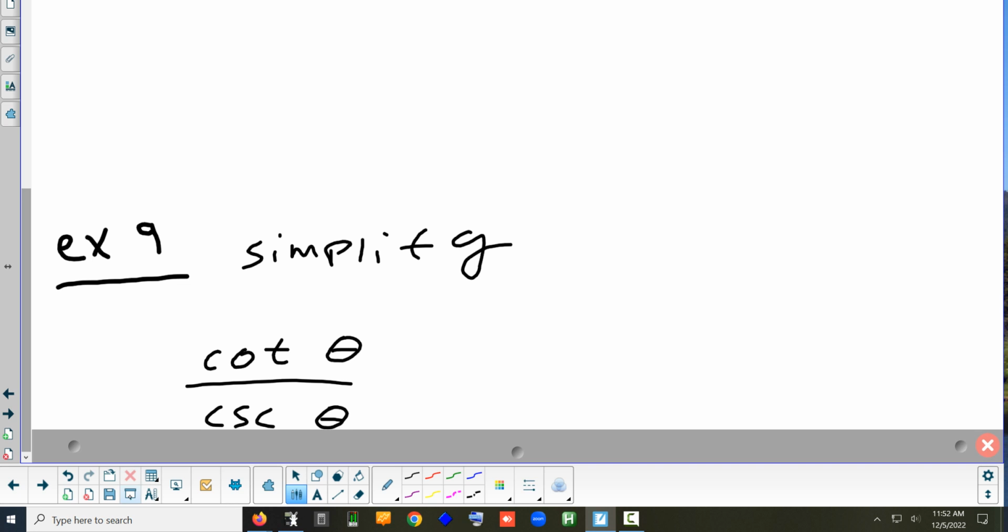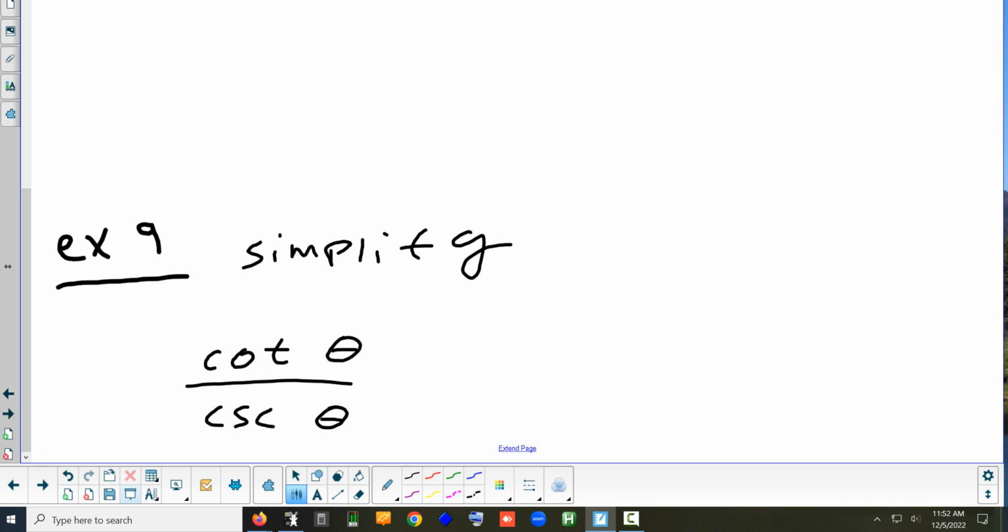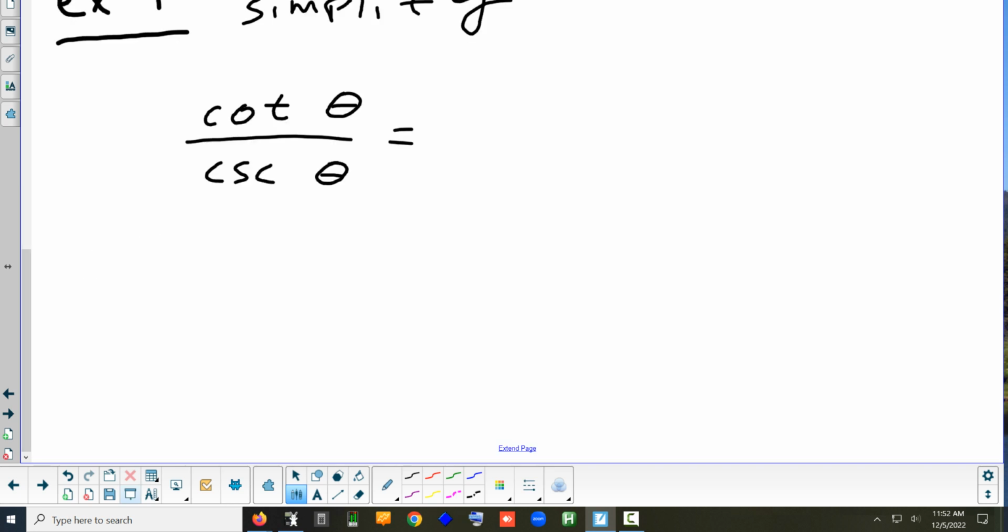And let's look at this one. Cotangent divided by cosecant. So let's think of what cotangent is first. Think of it as a fraction. It's cosine over sine. Now somebody else might be saying, well, how come it's not 1 over tangent? It is, but for this, it helps to write it with sine and cosine. So it's cosine over sine divided by 1 over sine.